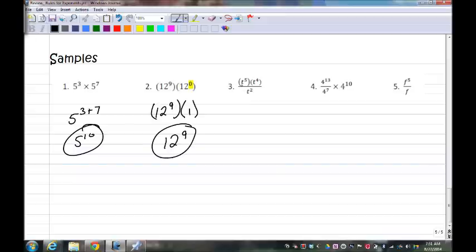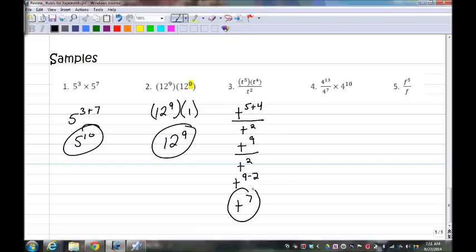I have t to the 5th times t to the 4th. Now, anytime there's stuff to do in the numerator or stuff to do in the denominator, do the stuff first before you deal with the fraction itself. So this is t to the 5 plus 4 over t to the 2nd, which is t to the 9th over t to the 2nd, which is t to the 9 minus 2, which is t to the 7th.